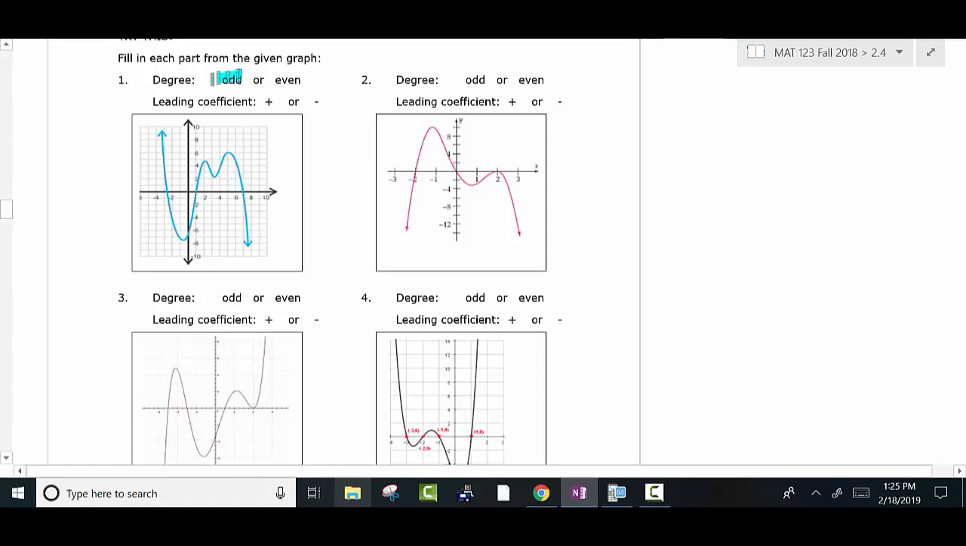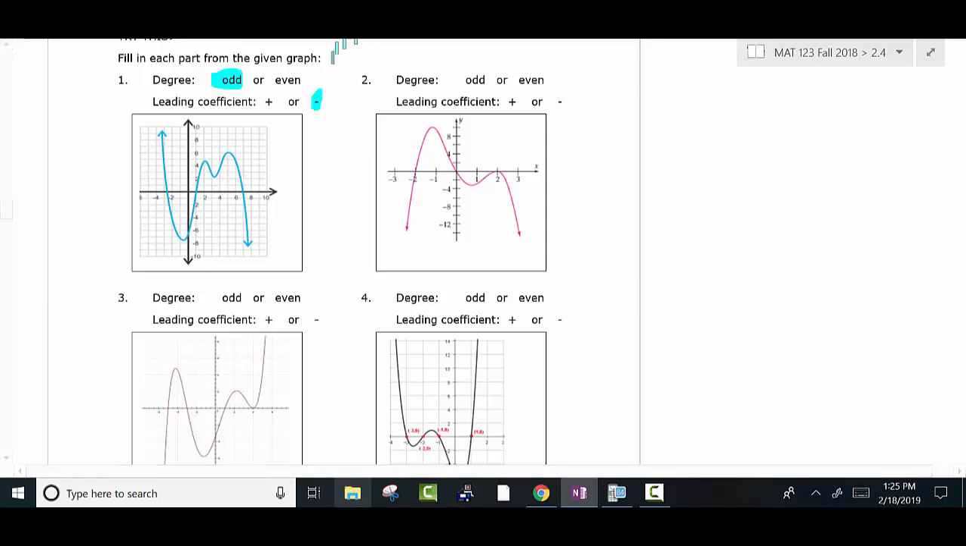It'd be an odd. How do you know? Because it does this. Is the leading coefficient positive or negative? It's positive if it goes this way. It's negative if it goes this way. So that's a negative one right there. So that's what you're kind of learning there.